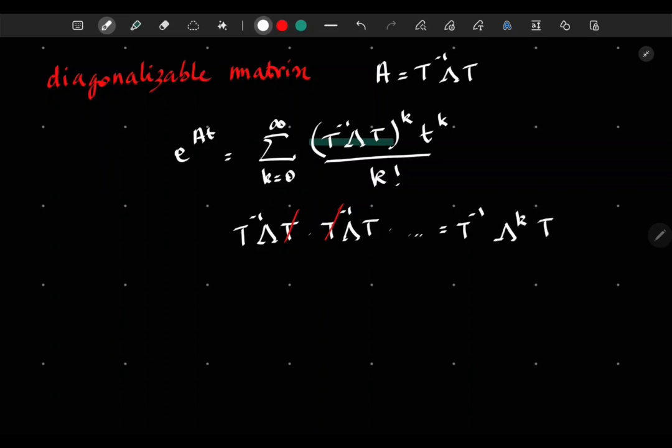And hence, we can write our exponential as T to the minus 1 e to the lambda t T. So if lambda is a diagonal matrix, we see that the collection of exponentials that appears on the diagonal of the exponential matrix of lambda is just mixed by this transformation matrix when we compute the exponential of a matrix which is similar to lambda.